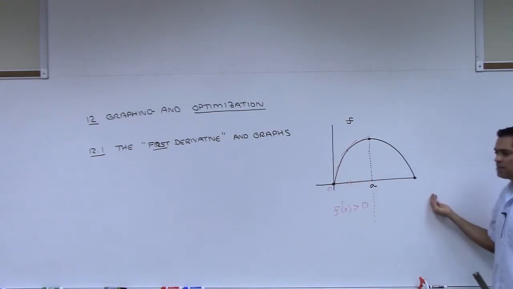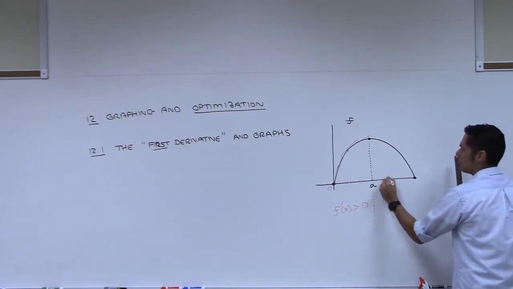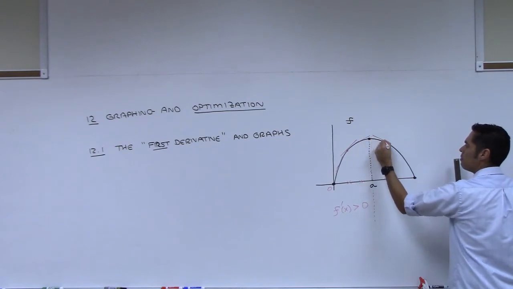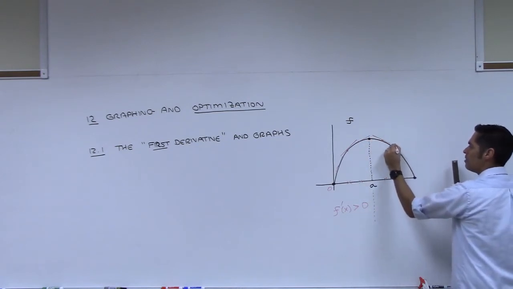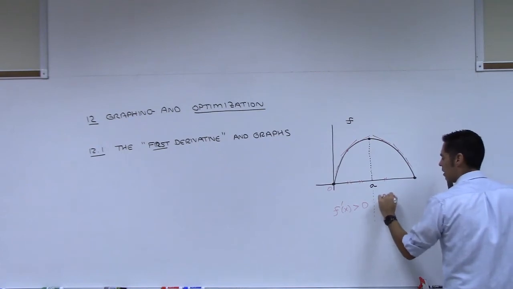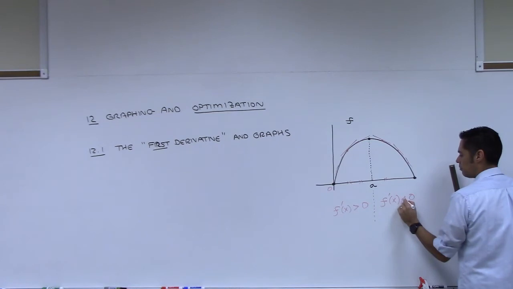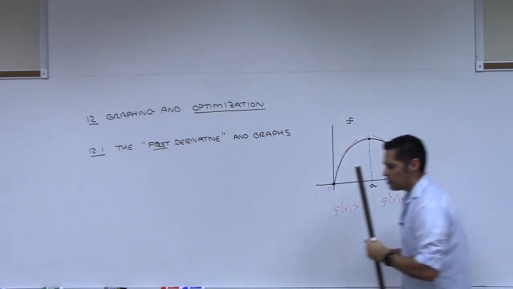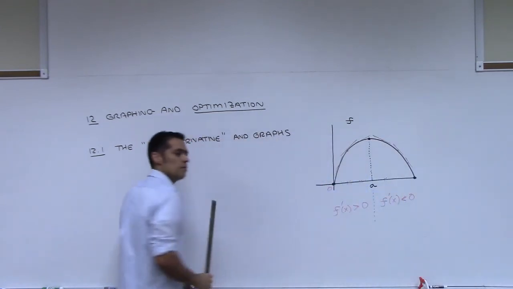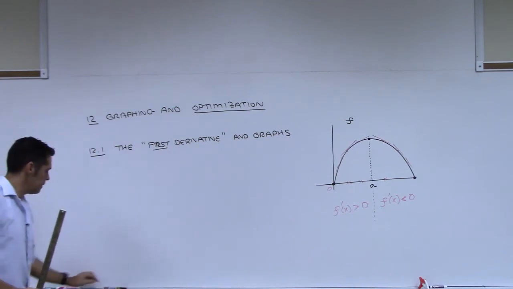Now once I get on this side, what happens? Any point over here, you look at the function and take the slope of the tangent line, and it is going to be negative. So here my derivative is less than 0. Does anybody have a question on that? Sure? That's pretty straightforward? Okay.